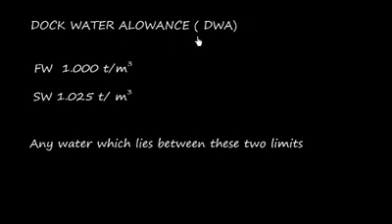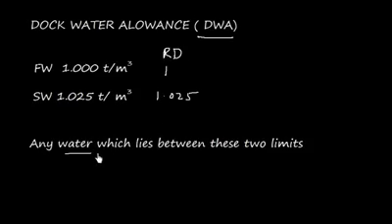What is dock water allowance, that is DWA? Well, first let me define what is dock water. We know that the freshwater density is 1 ton per cubic meter, or a relative density of 1, and the salt water has 1.025 ton per cubic meter, and the relative density of salt water is 1.025. Any water which lies between these two limits is called dock water.